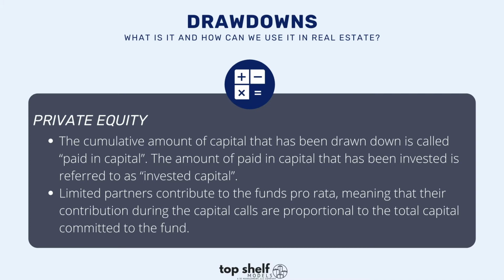The cumulative amount of capital that has been drawn down is called paid-in capital, and the amount of paid-in capital that has been invested is referred to as invested capital. Pretty simple. So limited partners contribute to the fund pro rata, meaning that their contribution to the capital calls are proportional to the total capital committed to the fund.